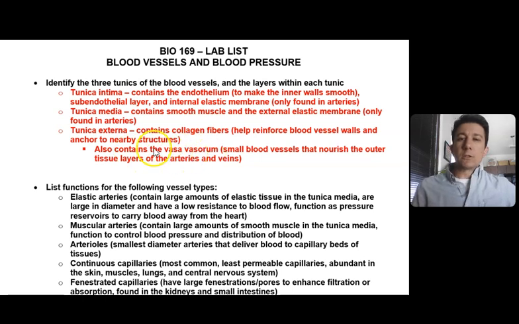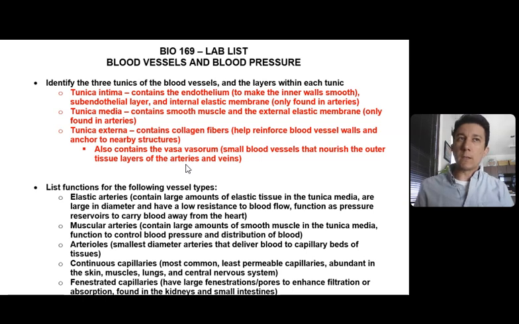We also see that in the tunica externa, there are very small arteries and very small veins that are collectively referred to as the vasa vasorum. The vasa vasorum is a term that literally means the vessels of the vessels. These are small arteries and small veins that help to nourish the outer tissue layers of both the arteries and the veins. Because even some of the very large arteries and veins, their walls tend to be fairly thick.